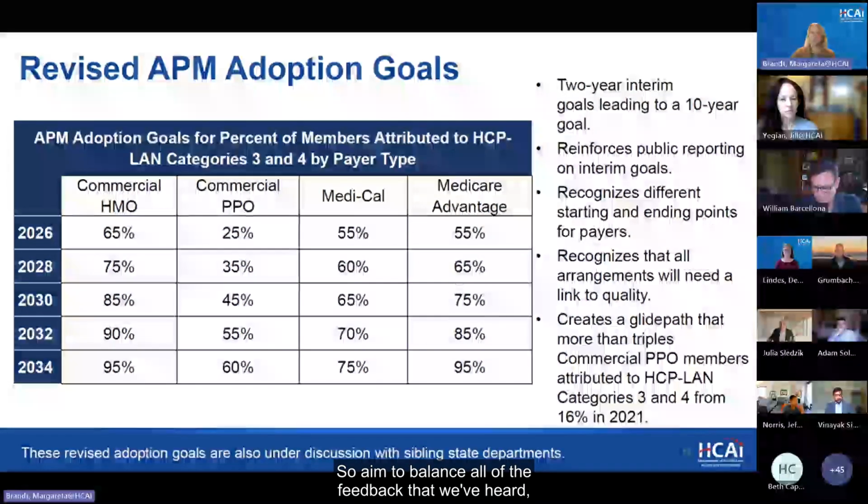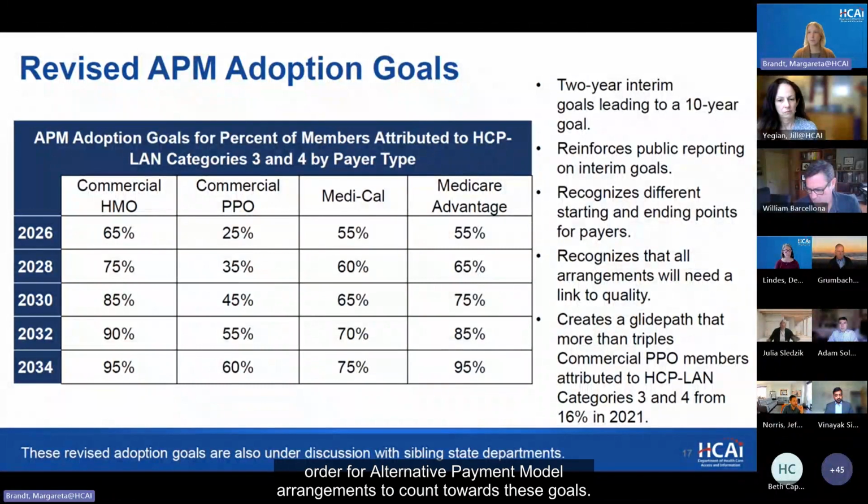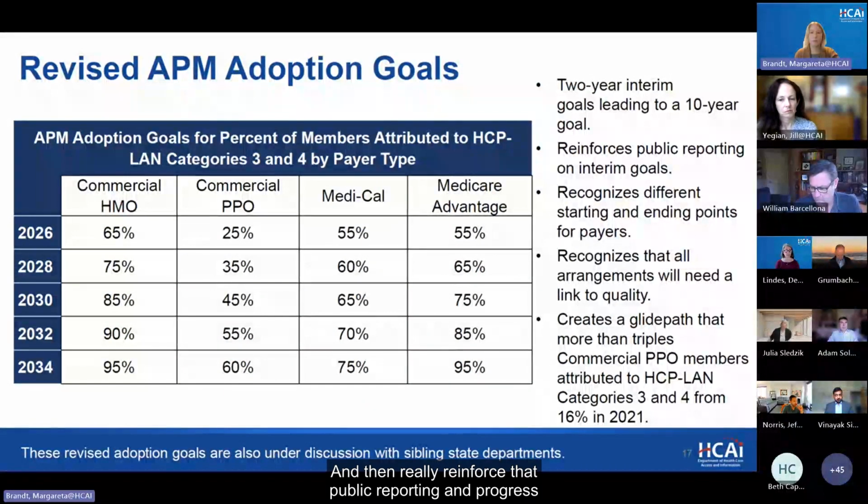So we aim to balance all of the feedback that we've heard, recognizing that different payer types are at different starting points. We also want to continue to emphasize the link to quality that's required in order for alternative payment model arrangements to count towards these goals. And then really reinforce public reporting and progress towards the biannual, so those 2-year, goals.